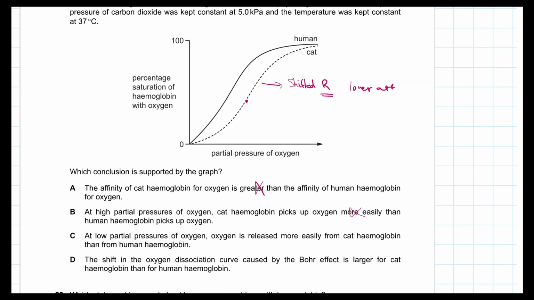Now, for C, at lower partial pressures of oxygen, oxygen is released more easily from cat hemoglobin than from human hemoglobin. Yes, it's released more easily because, as we said, it has a lower affinity. Therefore, this means it releases oxygen easier and binds to oxygen harder. For D, the shift in the oxygen dissociation curve caused by the Bohr effect is larger for cat hemoglobin than human hemoglobin. Now, the Bohr effect is to do with the carbon dioxide concentration, not the percentage saturation. Therefore, this is totally incorrect, and the answer is going to be C.